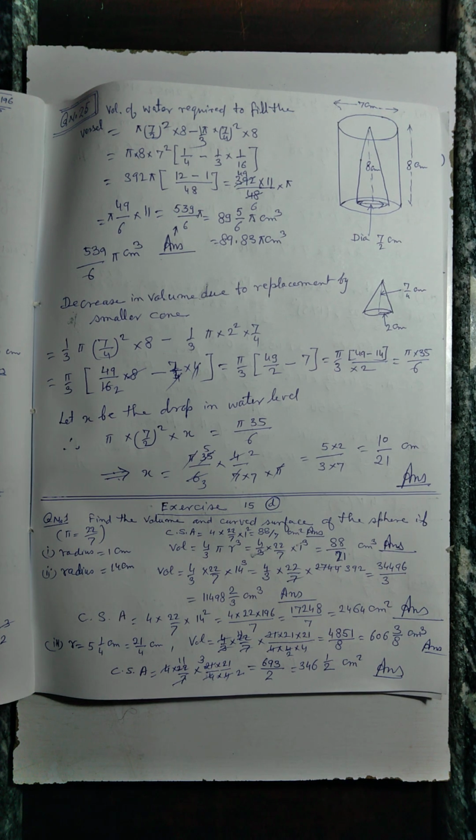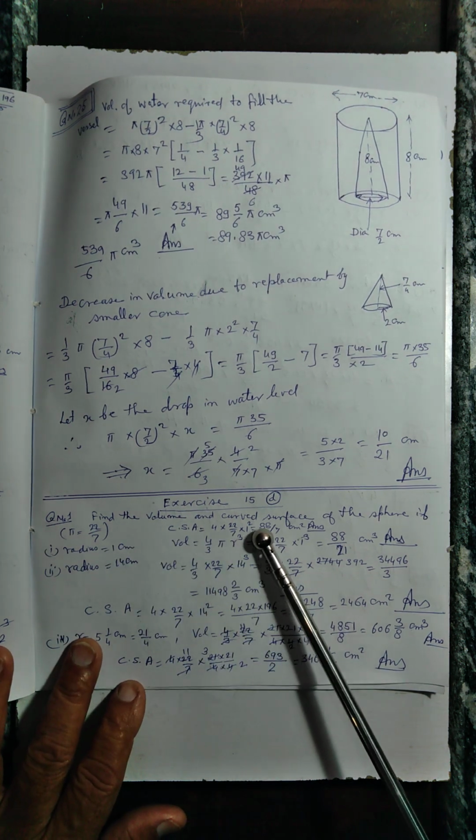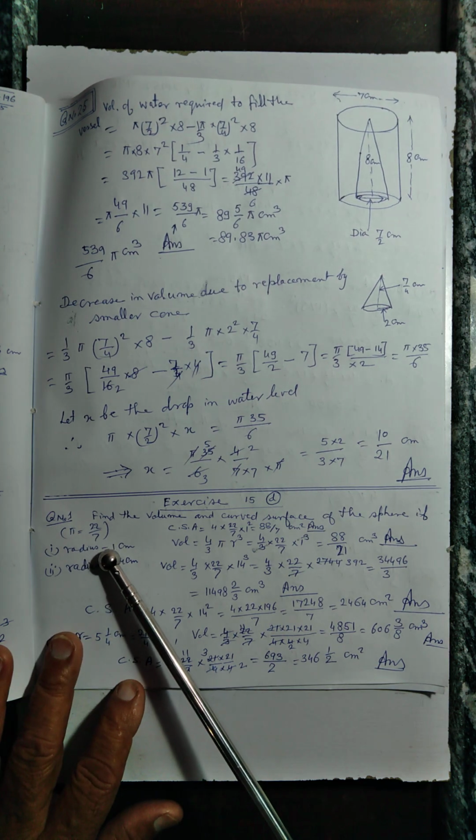ICSE Mathematics Class 10, Chapter 15, Exercise 15D. Question number 1. Find the volume and curved surface of the sphere if pi is equal to 22/7, radius is equal to 1 centimeter. Look, find the volume and the curved surface of the sphere if pi is equal to 22/7.